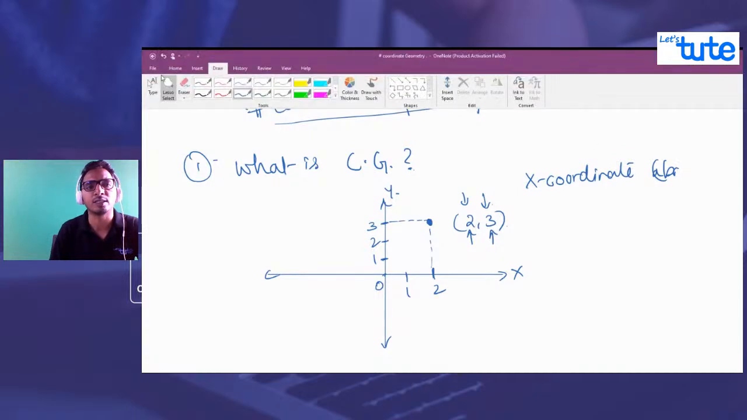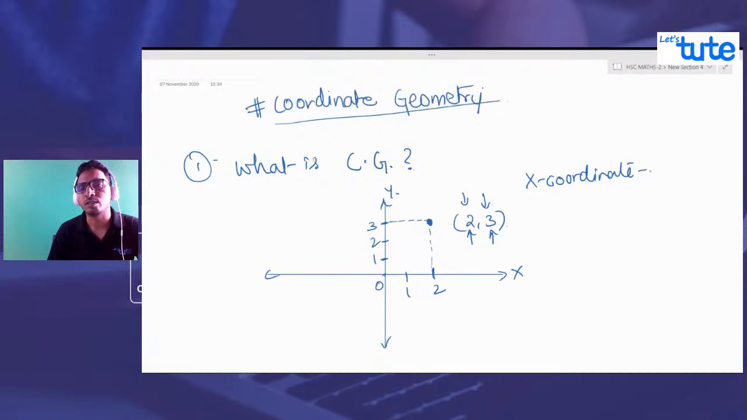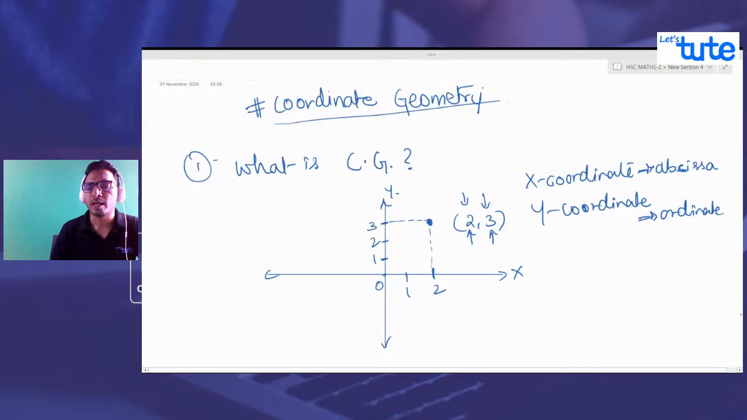Okay, why am I saying this? Let me write over here. This is abscissa, and the y coordinate is called the ordinate. And whatever geometry is related with such a coordinate system is called coordinate geometry.